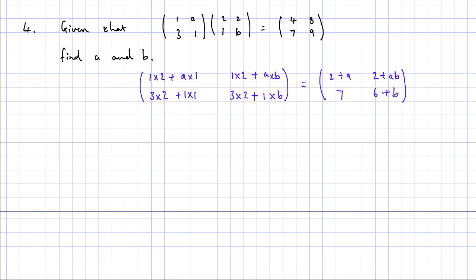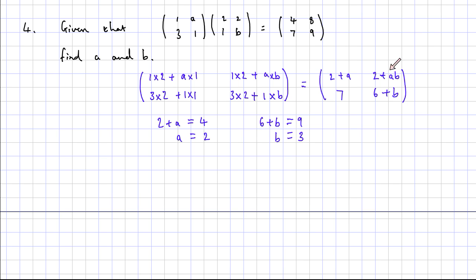Okay, so now we know that when we multiply, this is the result that we get. So we just compare it with this matrix. We can see that the 7 here matches with that 7, so that's quite easy. Now I know 2 plus A must be 4, so I can write an equation. 2 plus A is equal to 4, and that means A must be 2. And here I've got 6 plus B, which is 9. So let's write that down. 6 plus B is equal to 9. That must mean B is equal to 3.